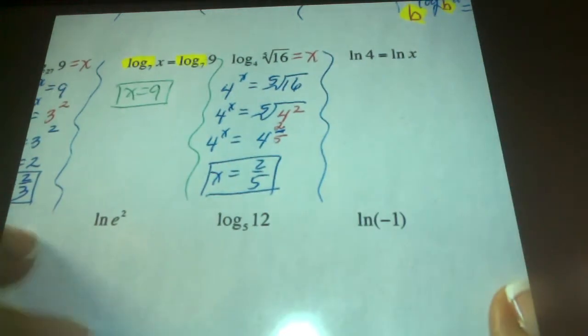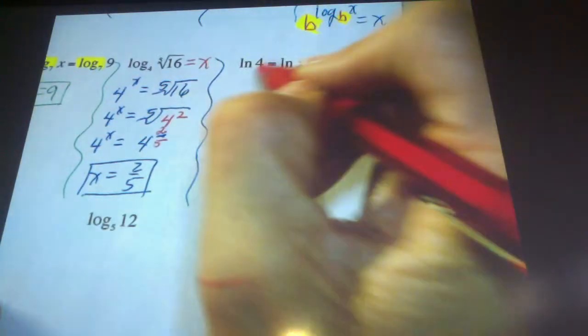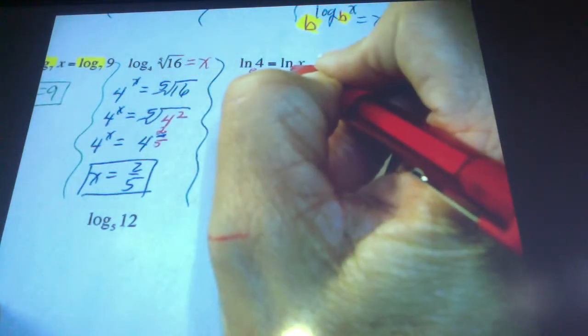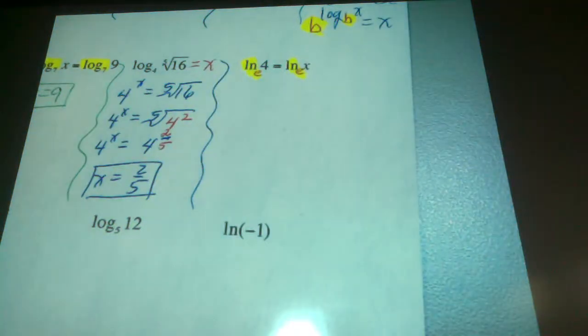Last one. Now the natural log of 4 on one side, the natural log of x on the other side, it is understood that the base of both of these is what? e. And so don't I have log base e of 4, log base e of x, they're both the same log, both the same base, what do you conclude about x? It must equal 4.